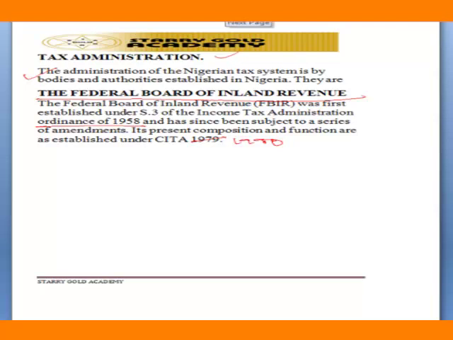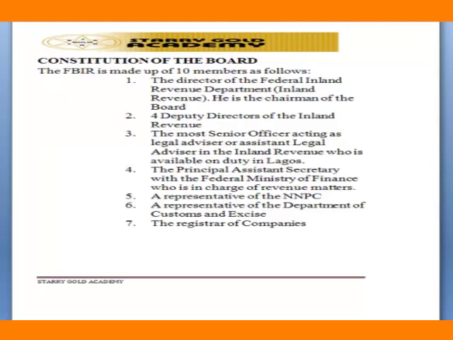Let's look at another aspect of the Federal Board of Inland Revenue by looking at the constitution or composition of the board. Who and who makes up the Federal Board of Inland Revenue? The FBIR is made up of 10 members as follows. The 10 members are the Director of Federal Inland Revenue Department. He is the chairman of the board.